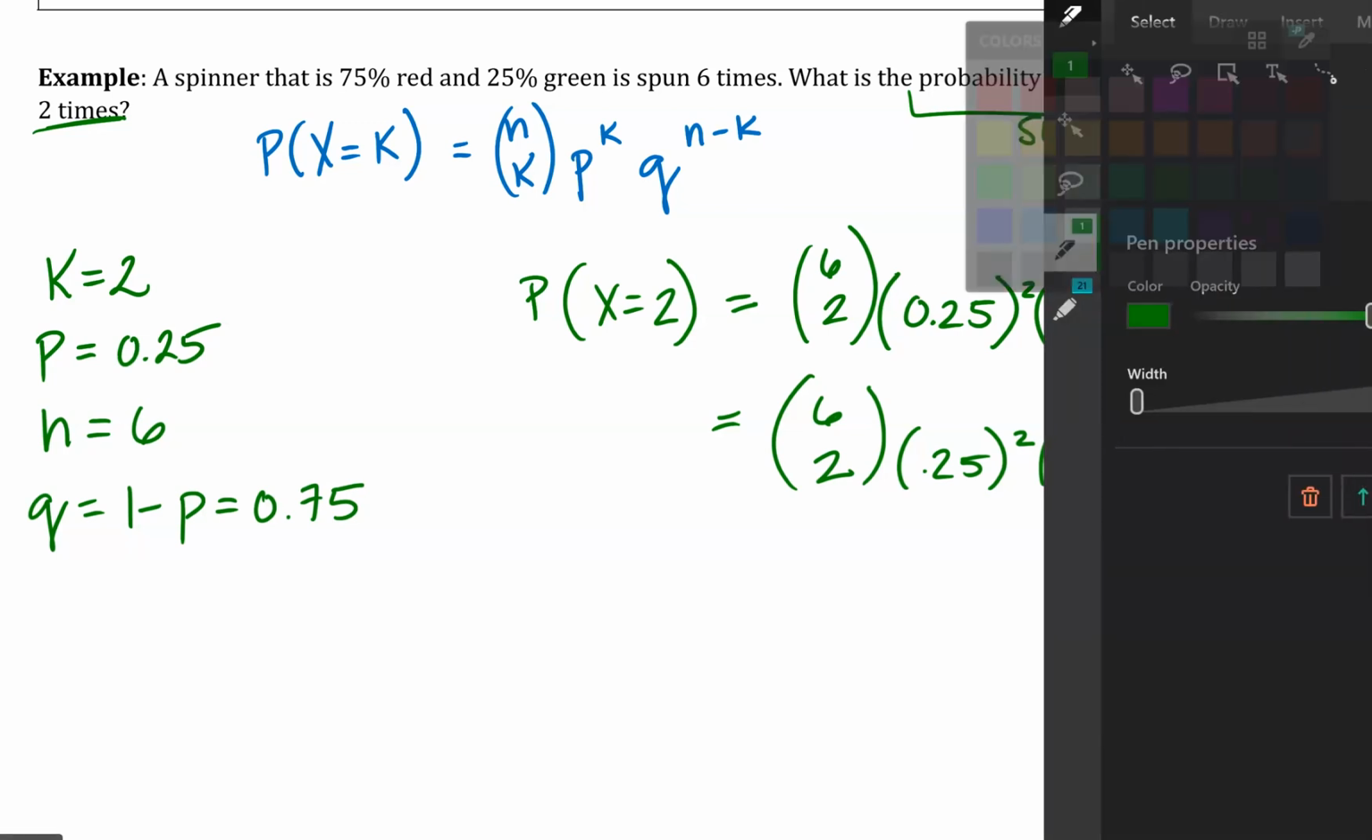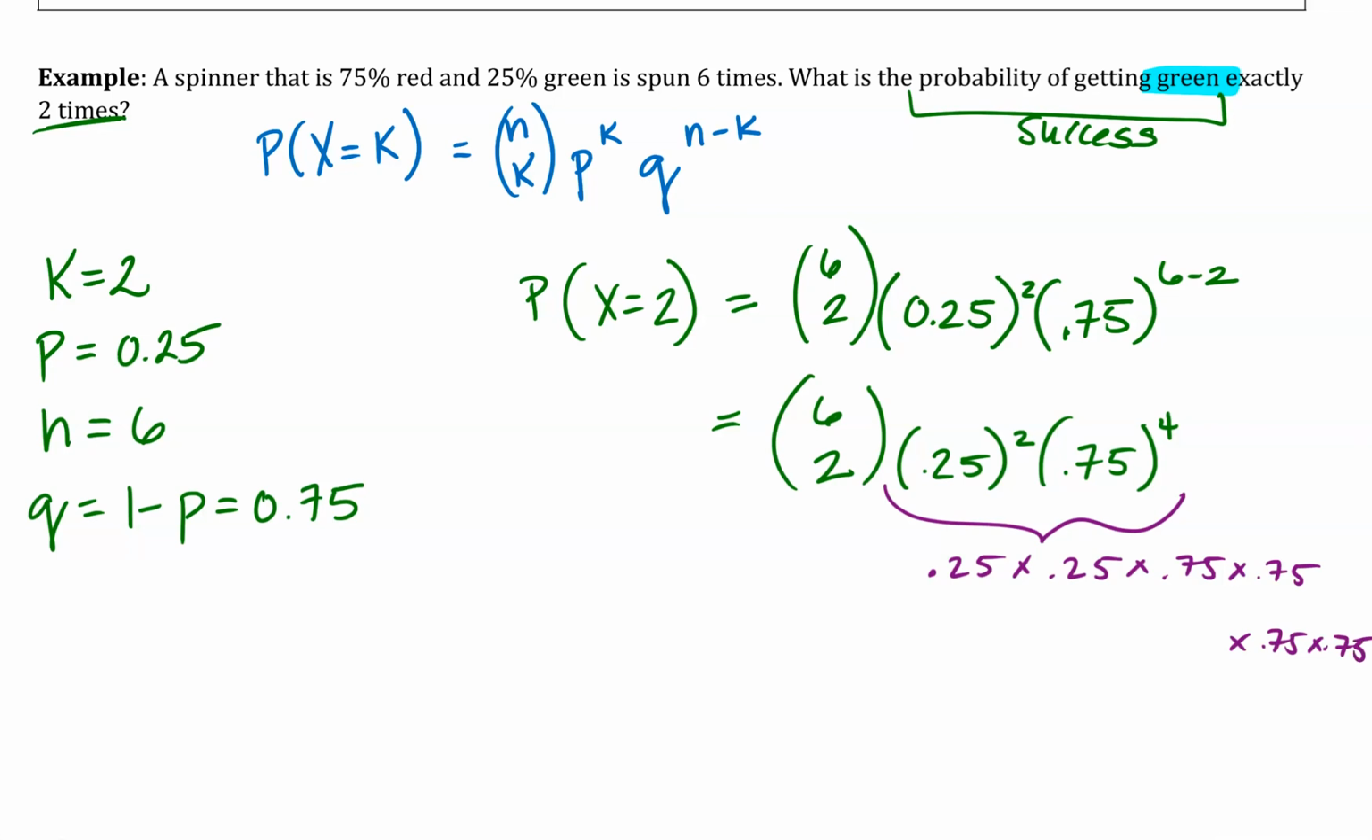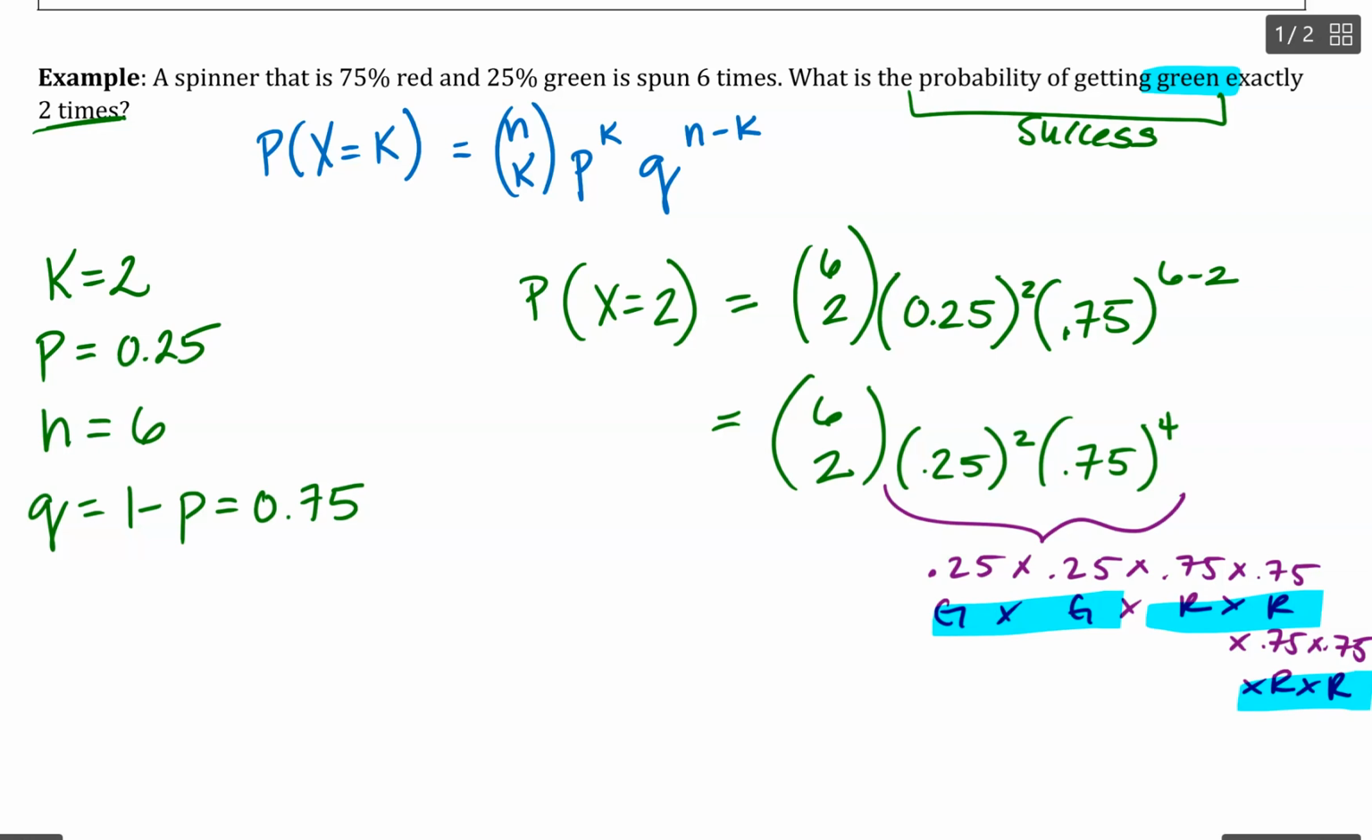Now when you're looking at this formula, it actually makes sense. Because if you were to write this out, it would be 0.25 times 0.25 times 0.75 times 0.75 times 0.75 times 0.75. And this makes sense because we want exactly 2 greens. Well, there's green times green times red times red times red times red. So 2 greens and 4 reds. And then we just multiply their associated probabilities together. So that's where this part of the formula comes from.